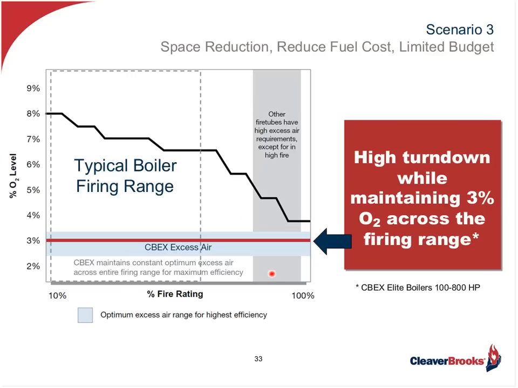So what our engineers are striving for today is designing boilers that will hold that 3% O2 throughout the firing range. In other words, throughout the 10 to 1 turndown, or 4 to 1, or 8 to 1. Hold that 3% O2 so I'm not losing efficiency because of excess air rise.